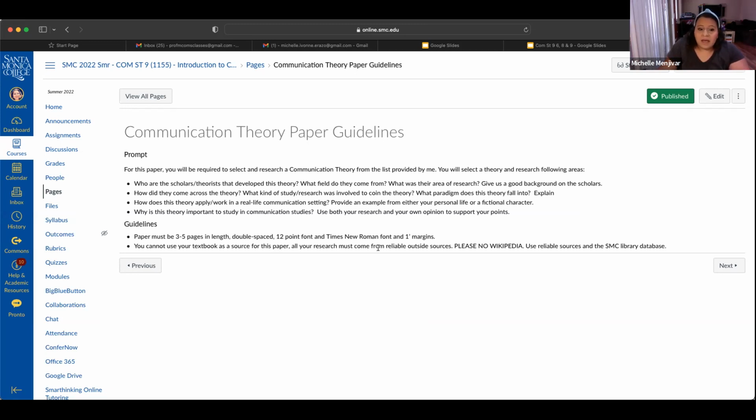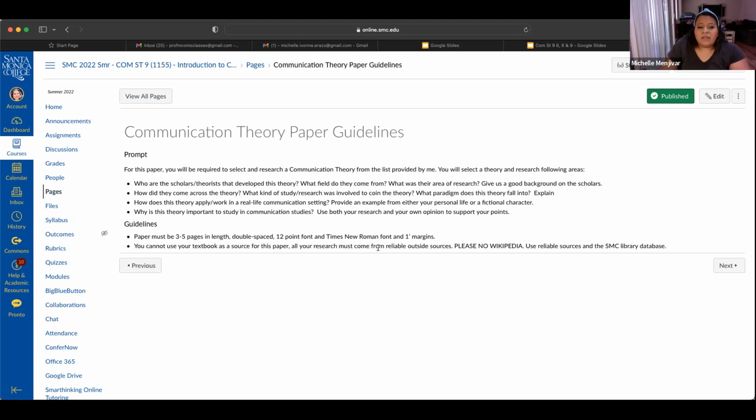Question number 2, how did they come across the theory? How did they stumble upon it? Were they running a study? Were they observing people? This week we actually will be talking about the research paradigms in communication theory, so I will be going over that in our lecture. You will be looking at which one of those paradigms these scholars fell into.